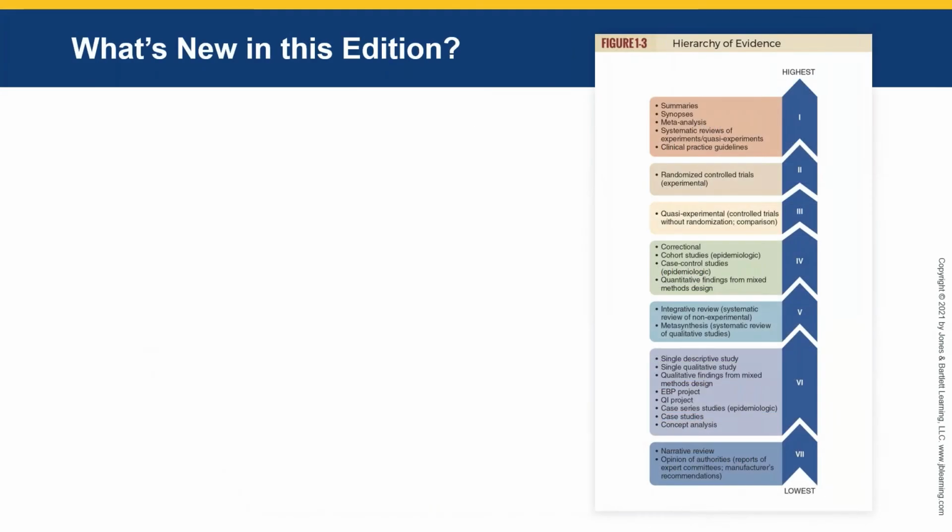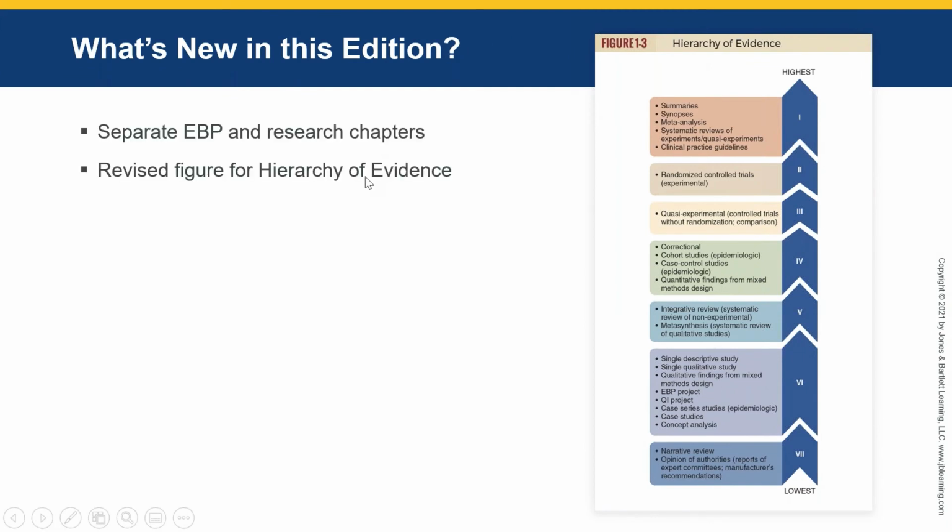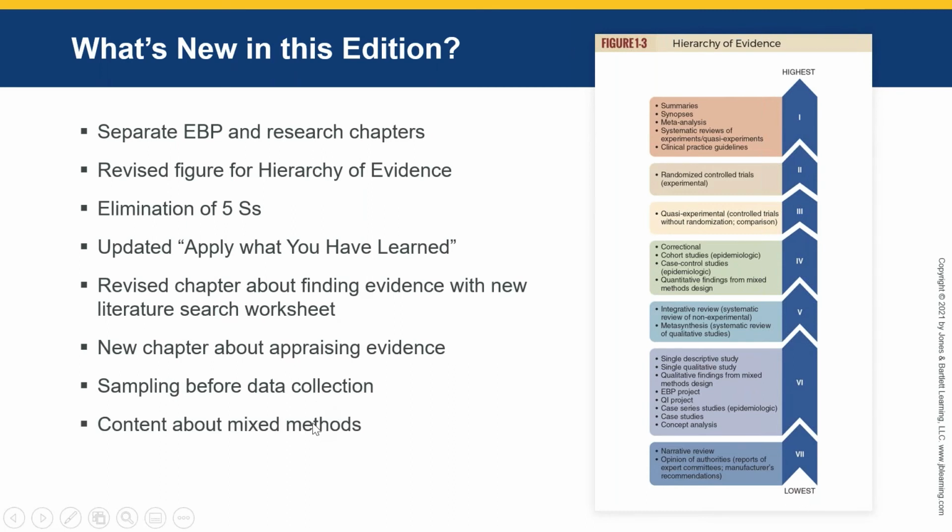So what's new in this edition? Well, the first thing that's new is that we have divided chapter 1 into 2 separate chapters, a chapter for EBP and a chapter about research. We just think that that doesn't overwhelm the students quite so much.